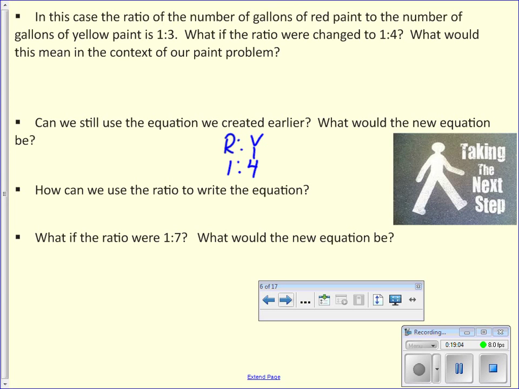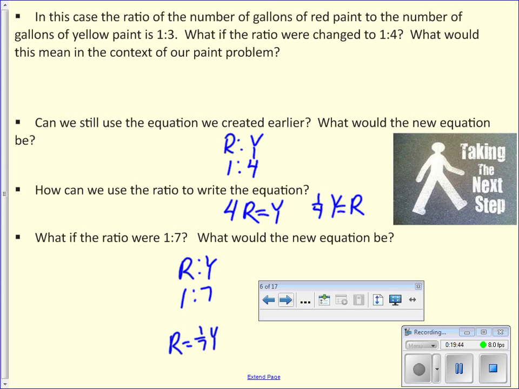No, we're just talking about it. So what would we do? We would have to take our reds, and what would we have to do? Multiply it by 4, and then we would get our yellow. Or take our yellow, multiply it by a 4th, and then we would get our reds. Suppose the ratio of red to yellow was 1 to 7. You think you have it? What have you got? R equals 1/7 Y. Okay, so red equals 1/7 of the yellow. Well done.